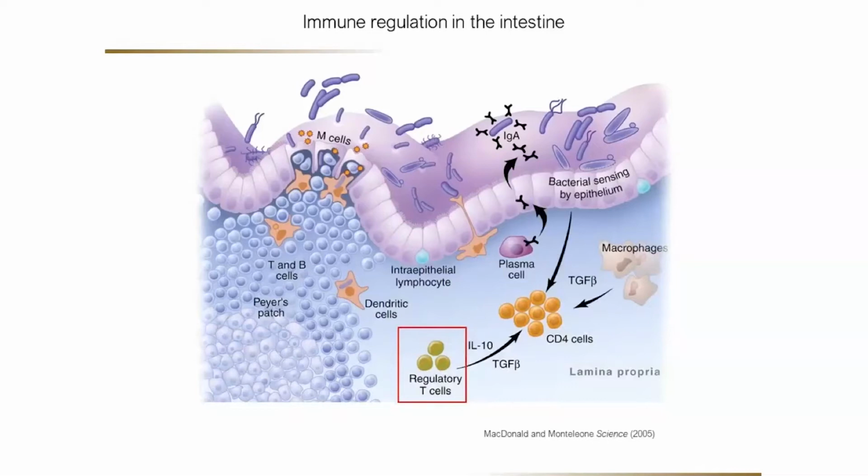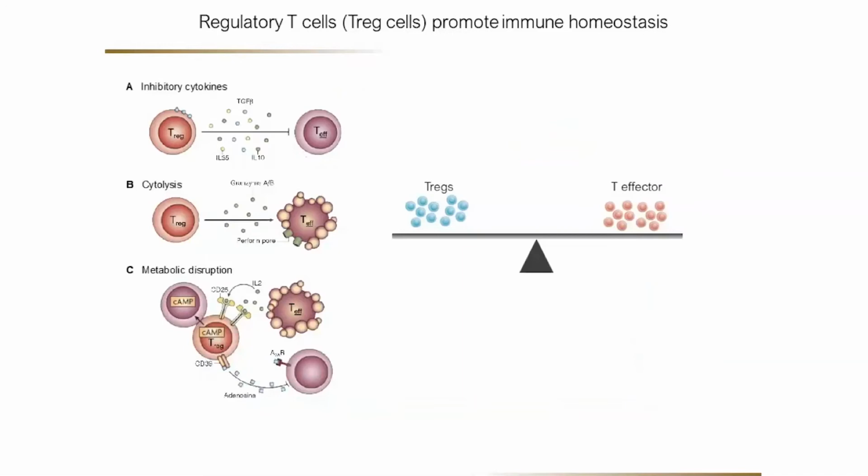Now, these cells can inhibit effector cell responses through a number of different distinct mechanisms. That can occur through the secretion of immunosuppressive cytokines, as well as direct cytolysis using granzymes, or metabolic disruption by sequestering IL-2 or ATP hydrolysis.